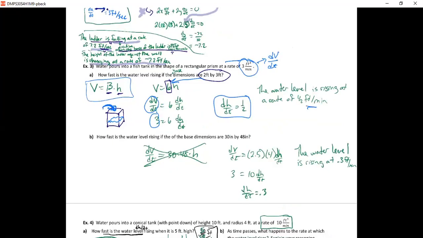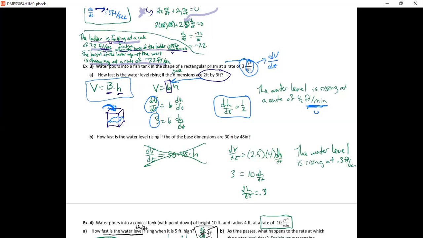And the way that I get this unit, there's my u, by the way, is I take a look at whatever units are involved here. Dimensional analysis from chemistry might be very useful here. So second problem, how fast is the water level rising if the base dimensions are 30 inches by 48 inches?